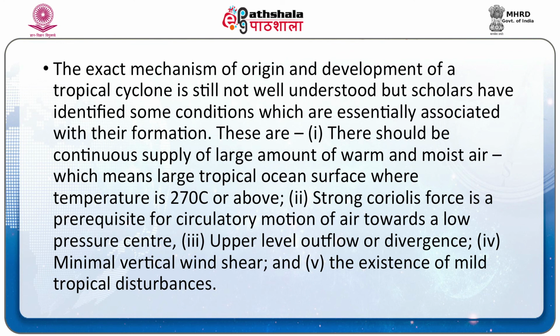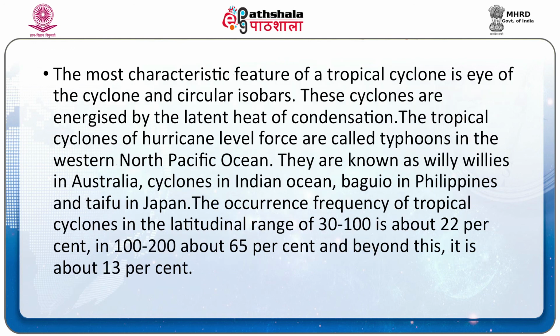Second is strong Coriolis force. Strong Coriolis force is a prerequisite for circulatory motion of air towards a low pressure center. Upper level outflow or divergence is another requirement. Minimal vertical wind shear and existence of mild tropical disturbances also promotes their origin. The most characteristic feature of tropical cyclone is eye of the cyclone and circular isobars closely placed. These cyclones are energized by the latent heat of condensation.